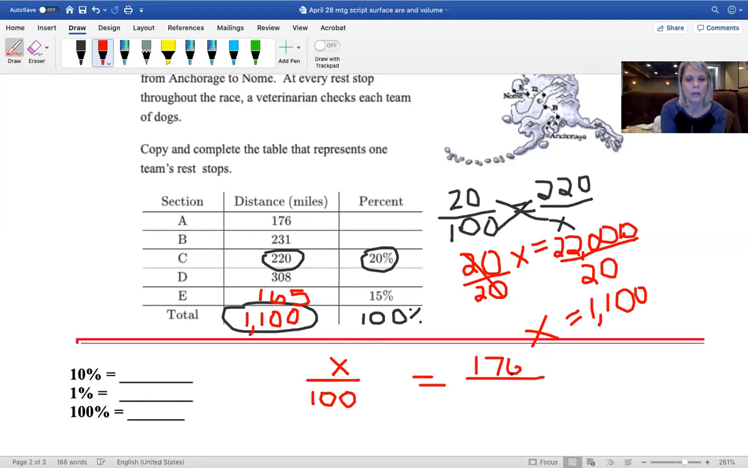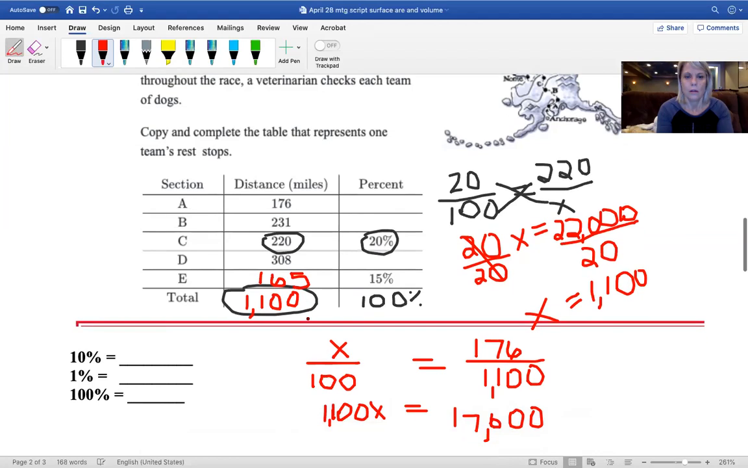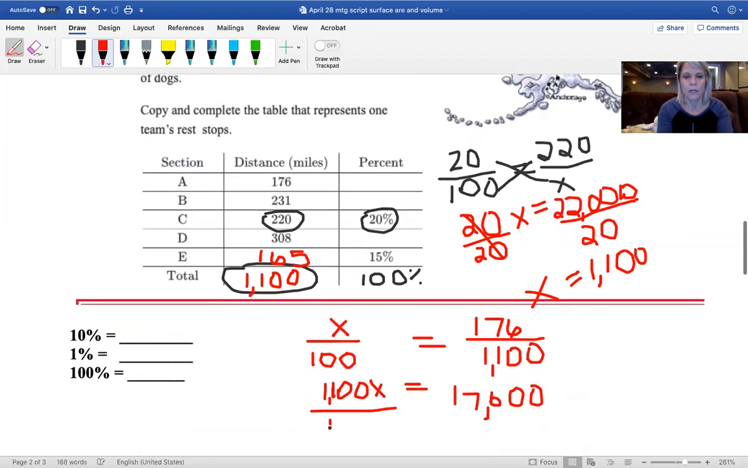176 is our numerator. Our denominator is 1,100. Now, when you solve this, you do your cross products. 1,100x, and you do 176 times 100, which will give you 17,600. So real quick, guys, when you divide both sides by 1,100x, so you're dividing both sides by 1,100.